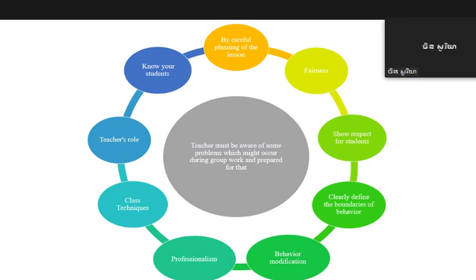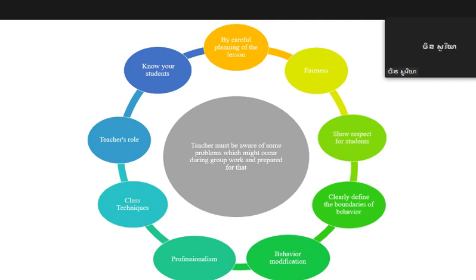Be professional. Being a teacher, you have to be a model. So dress well, be punctual, and be well prepared. Those are your work. Class techniques: use eye contact, and stand in a place where your students can see you, not only sit at a table. Using group work is also effective.